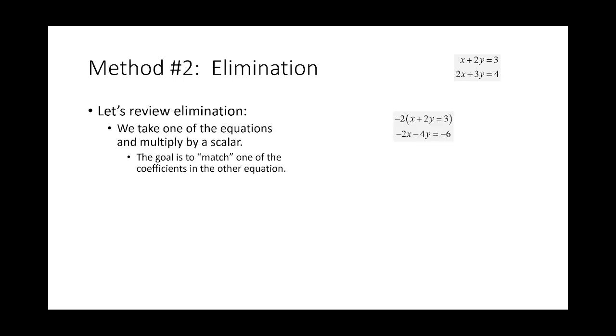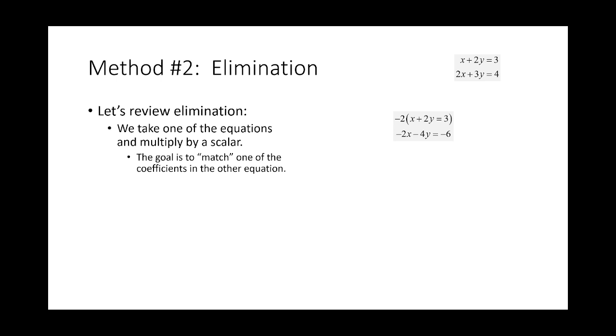All right, method two is elimination. Method two is really what sort of begins the process of understanding linear algebra. So what I do with elimination is I say, okay, let's take one of the equations and multiply the whole thing by a scalar, okay? So let's take the first equation and keep it simple. Let's multiply the whole thing by negative 2. So instead of x plus 2y equals 3, I get negative 2x minus 4y equals negative 6.